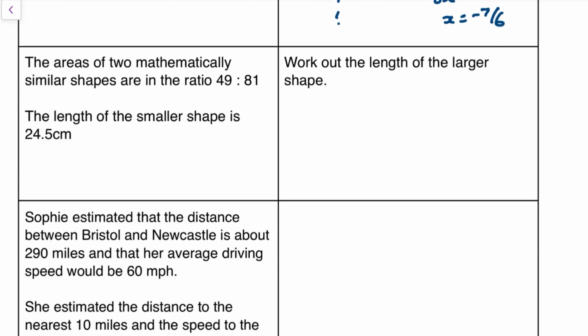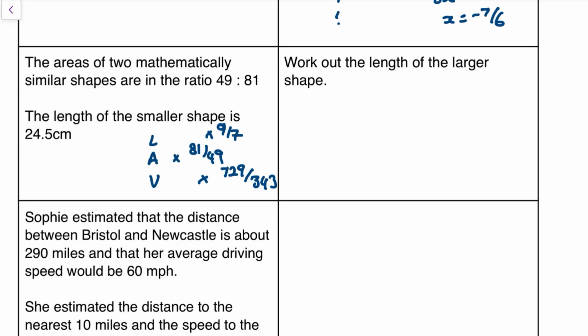Next question. We have similar shapes. The areas of two mathematically similar shapes are in the ratio. So what I'm going to do is I'm going to do length, area, volume, and my area is multiplied by 81 over 49, which means my length is a square root of that, so therefore that's going to be 9 over 7, and the volume is a cube of that, so that's going to be 729 over 343. And then what does it want me to do?